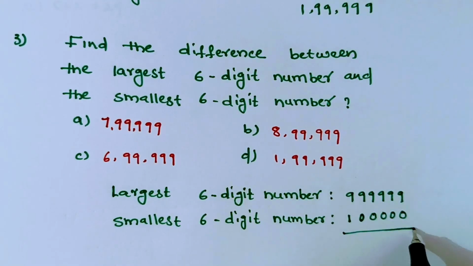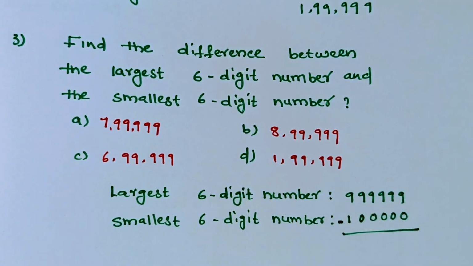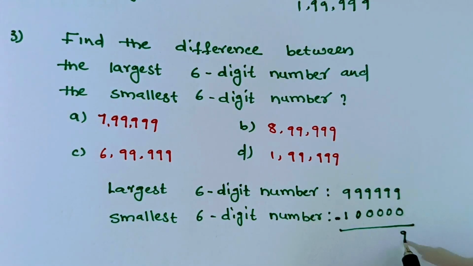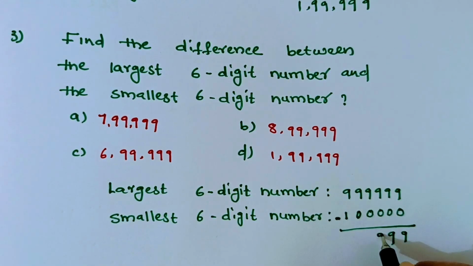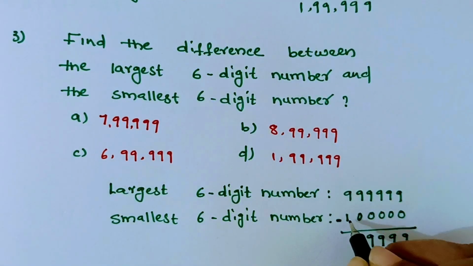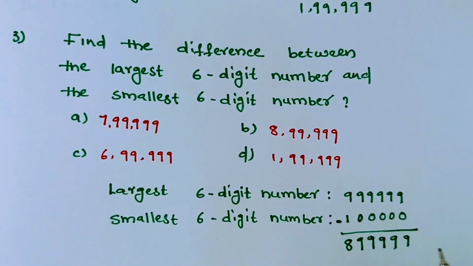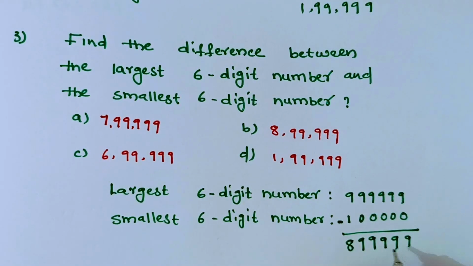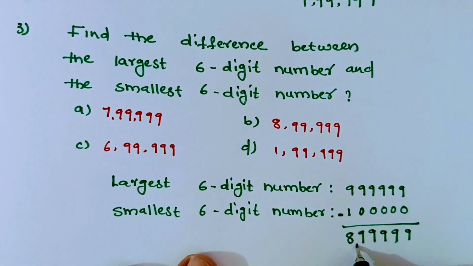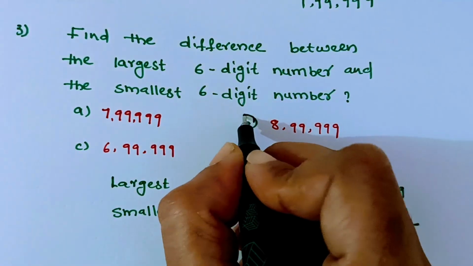What did they ask here? Difference. So difference means subtract. Simple and easy. 9 minus 0 is 9, 9 minus 0 is 9, and so on. 9 minus 1, how much? 8. This is the answer. Read the number: ones, tens, hundreds, thousands, 10,000s, lakhs: 8,99,999. Option B is the correct answer.